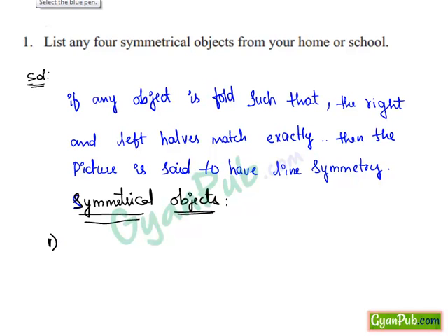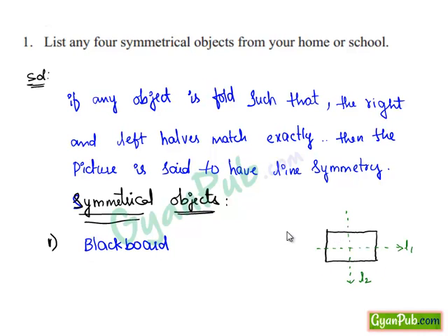The first one we see in our school is the blackboard. Here is the rough diagram of a blackboard. If we assume folding the blackboard in line L1, the upper image will be the same as the lower image. Hence L1 is a line of symmetry. And if we fold in L2 half, the right side image will be the same as the left side image. Hence the blackboard is a symmetrical object.